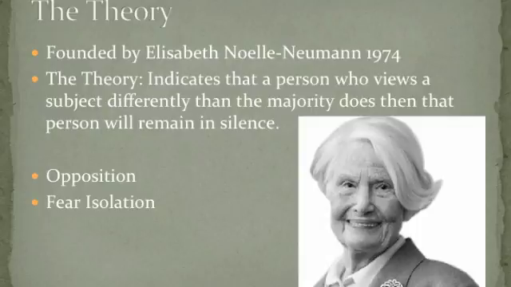The spiral of silence theory indicates that if a person views a subject differently than the majority does, then that person will remain silent. Those whose views are in opposition to those in the group will remain silent as well. The minority fears isolation from the group, and that is a reason they will remain silent also.